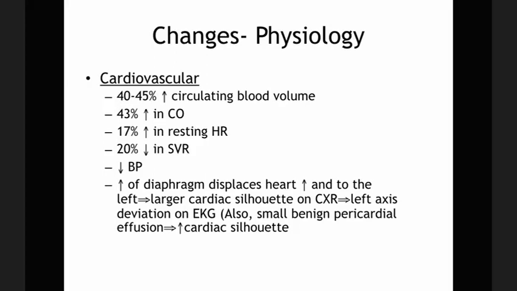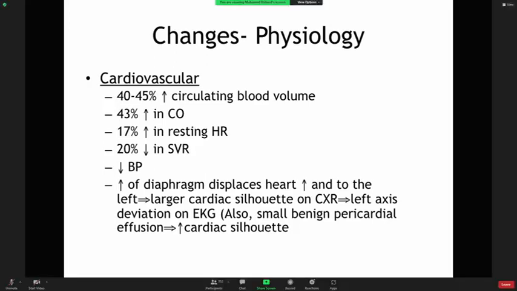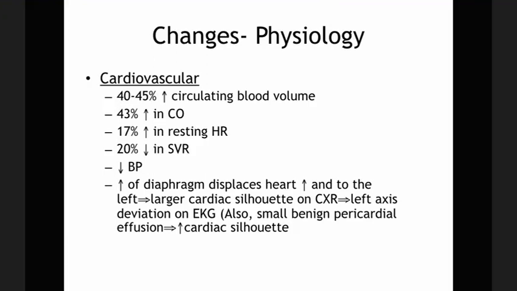In that case, cardiac output as well as stroke volume will increase. When the stroke volume increases, that will help the baby to get more blood, so uterine blood supply will increase. Resting heart rate will be increased by 17%. And blood pressure will drop.